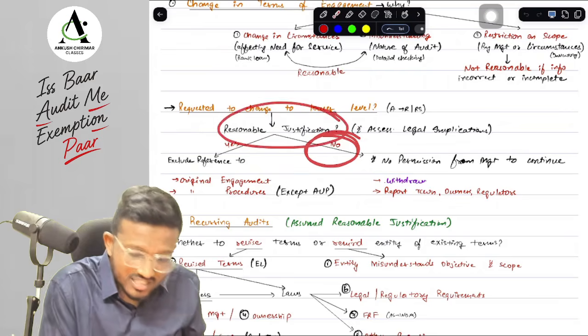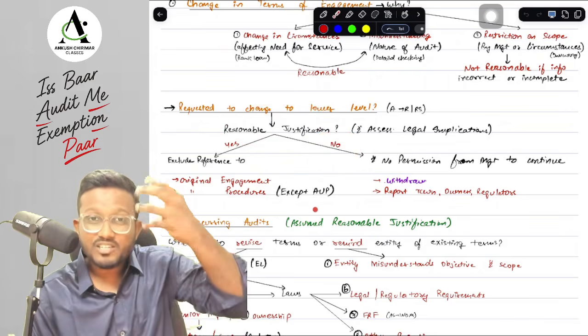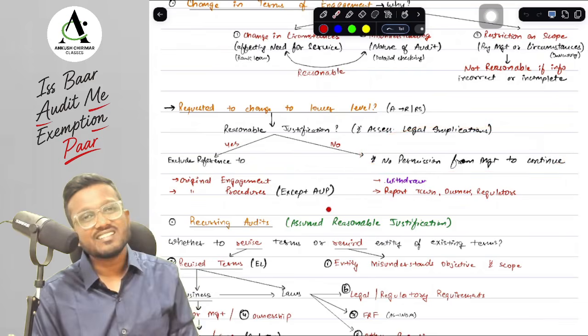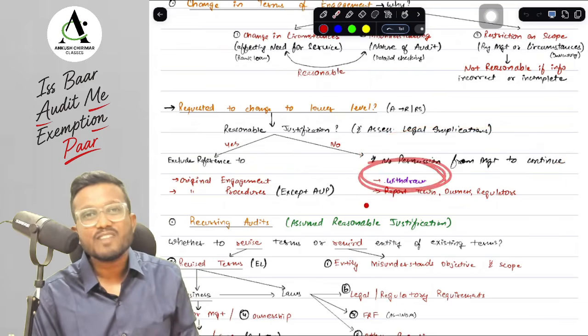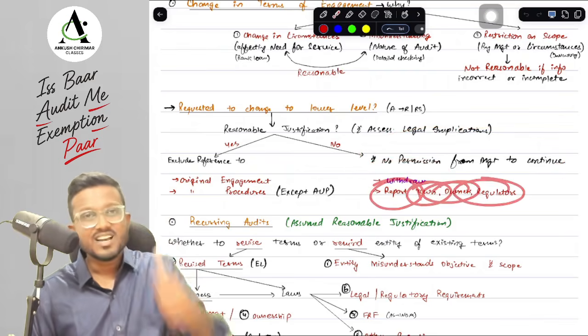Next is, what if there is no reasonable justification? There is a deadlock. I am not accepting the change in engagement and management is not allowing me to continue the audit. Then what will we do, sir? There is a deadlock, so we will withdraw. We will resign from this particular engagement and we will see whether we need to report it to the TCWG, owners or regulators. Okay, yes sir.